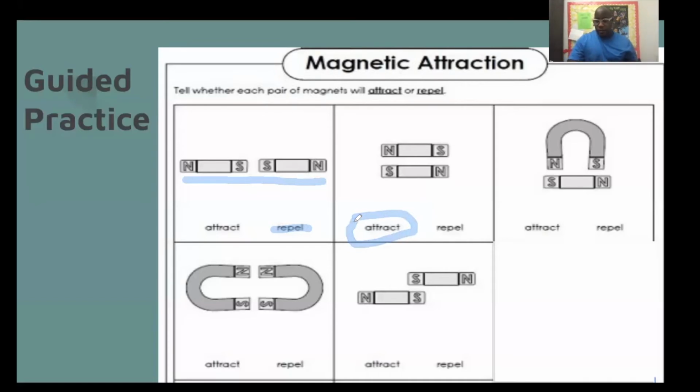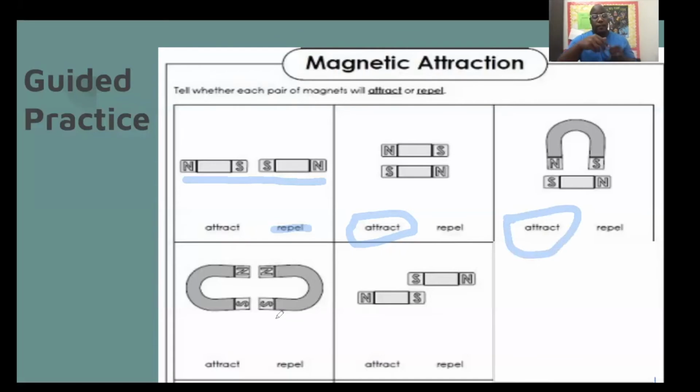Now let's see, what about this one? We have a different magnet now. Would that make a difference? Let's see. We want north and south on one end, and we want this on the other. What are they doing? What do we think they're going to do? Look at that. What are they doing? They're sticking. They're attracting. Yes. Look, I'm not holding it. Magnet. Strong. So they're attracting. Good.